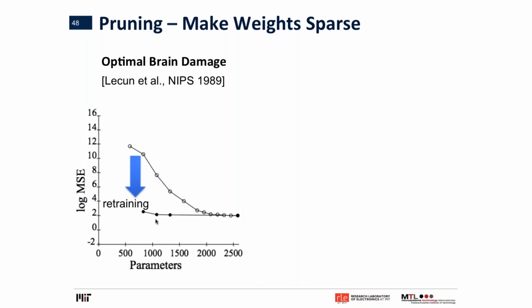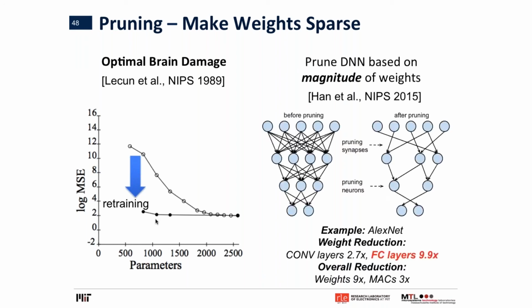More recently, this idea of removing weights has also been applied to the latest neural networks. Back in 2015, it was shown that using this concept of pruning, you could remove the weights that have the lowest magnitude in the network, do some retraining, and have a substantial reduction in the number of non-zero weights in your neural net. This was demonstrated on AlexNet, and it showed significant weight reduction. In the convolutional layers, you reduce the number of weights by 2.7x, and even more impressively, in the fully connected layers, we're getting a 9.9x reduction in this work.